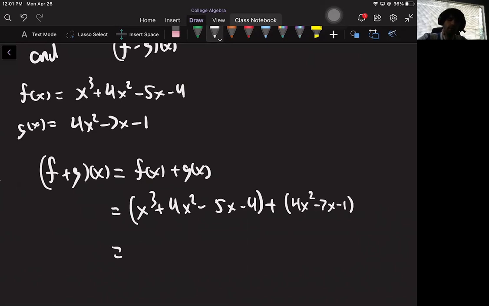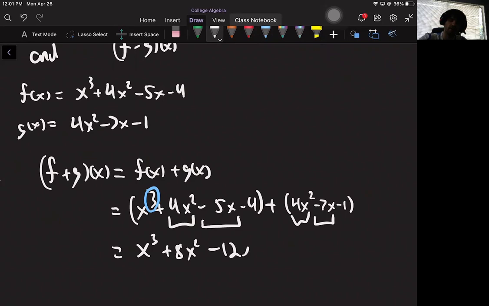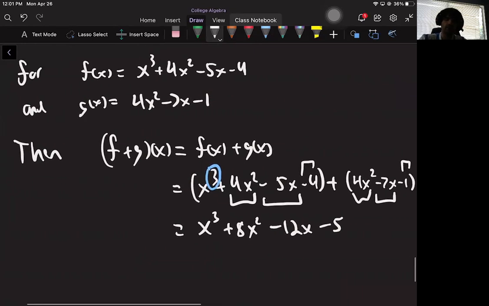So in any case, let's see. There are no other x cubes this time. So when I add x cubed to nothing, it'll just stay the same. There are 4x squareds here and 4x squareds over here. So that'll give me 8x squared. A minus 5x and a minus 7x will give me minus 12x. And a minus 4 and a minus 1 will give me minus 5. So that's f plus g of x.